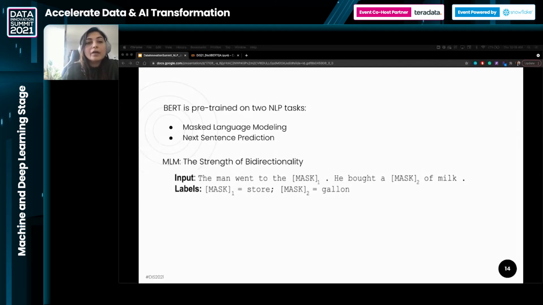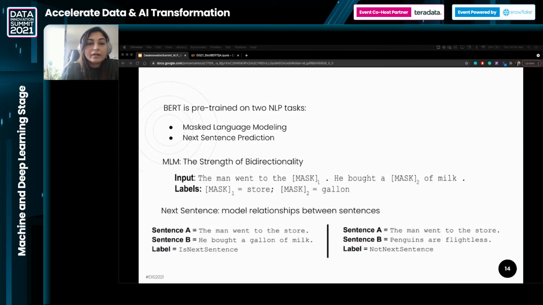The idea is, if we are masking some of the words in the sentences, the algorithm, learning from the context, will be able to fetch those words, even if for that particular sentence the word is masked. So in this example, it says "the man went to the [mask]," and then "he bought a [mask] of milk." The labels that the algorithm will be able to identify are "store" as well as "gallon," which makes sense because we are learning from both the left and the right side of the context and understanding the context as a whole.